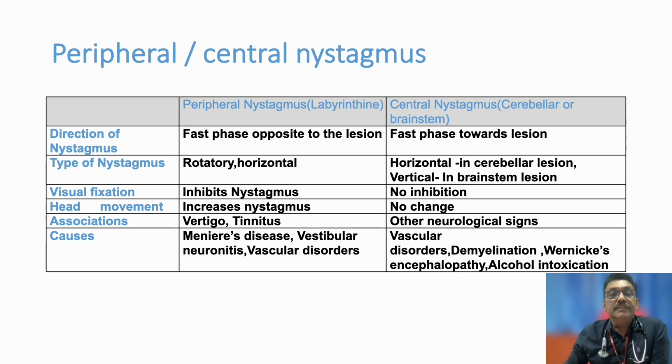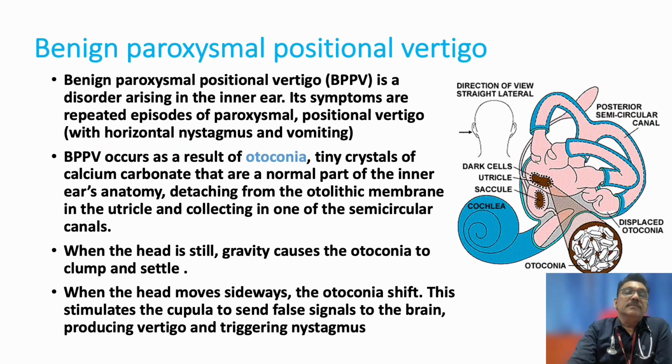Head movement increases nystagmus. That positional change is there. No positional change in central nystagmus. Association: vertigo, tinnitus can be there in peripheral nystagmus. Other neurological findings can be there in central nystagmus. Causes: Meniere's disease, vestibular neuronitis, vascular disorders of 8th cranial nerves, benign positional vertigo. Other conditions like stroke, demyelination, Wernicke's encephalopathy, alcohol intoxication, all are seen in central nystagmus.